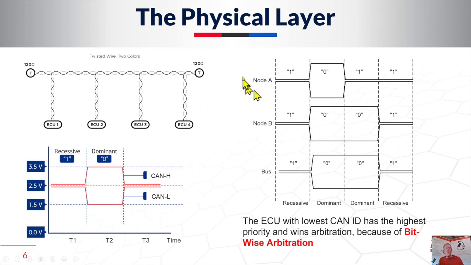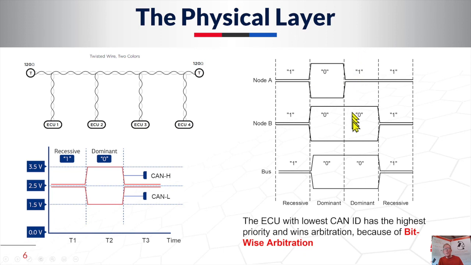Over here on the right, you see a collision. Node A and node B both go from a recessive to a dominant state, start transmitting a frame with a start bit. So there's a data collision here. Any digital communication scheme has to handle collisions. CAN does it very elegantly and eloquently with bitwise arbitration.